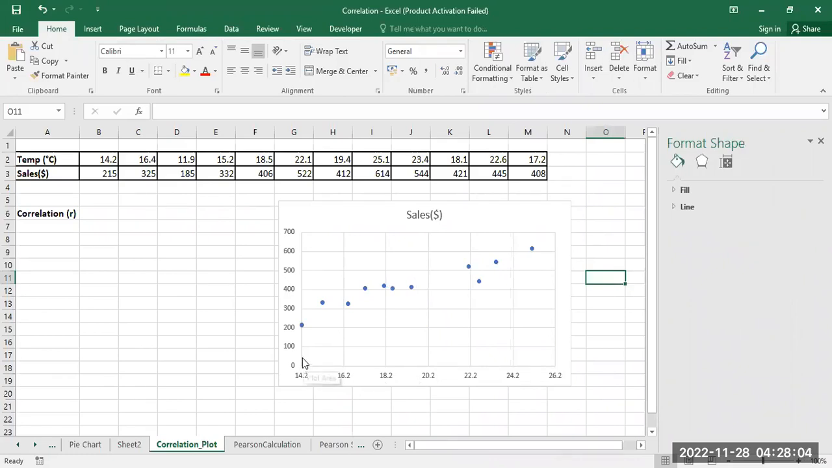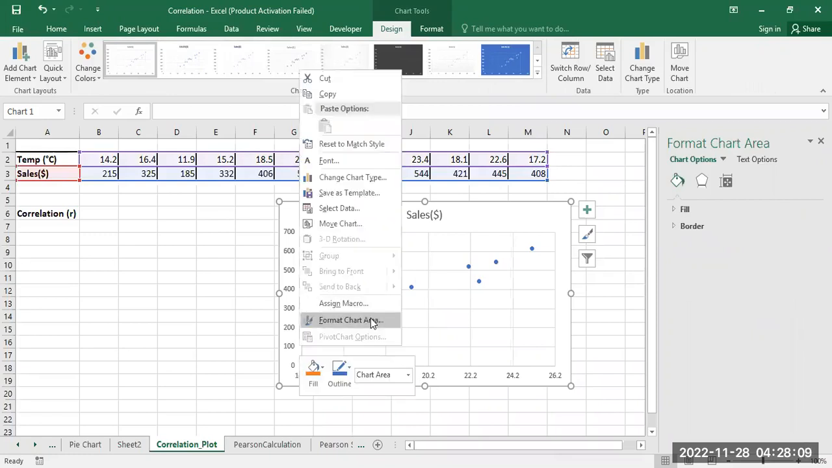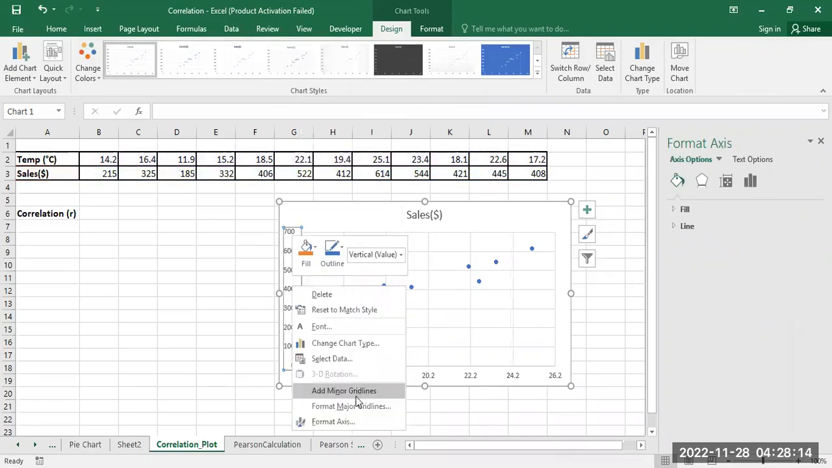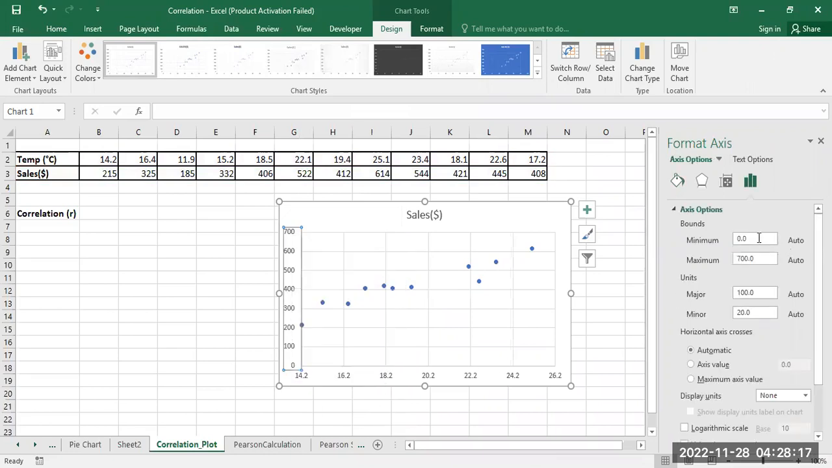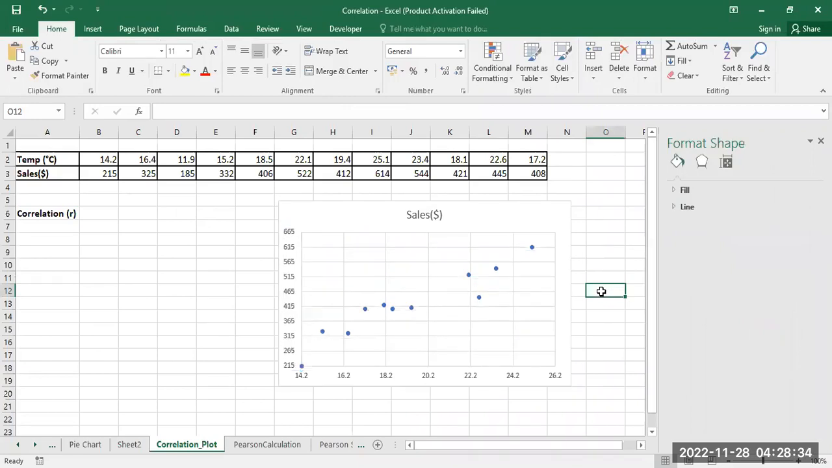And then I also come to my vertical axis, right-click on that, and go to Format Axis. Then under the minimum, I will look at the sales and see what the minimum is. The minimum sales was $215. So I can put 215 here and then click out. And of course, you can see that my chart has been neatly readjusted.